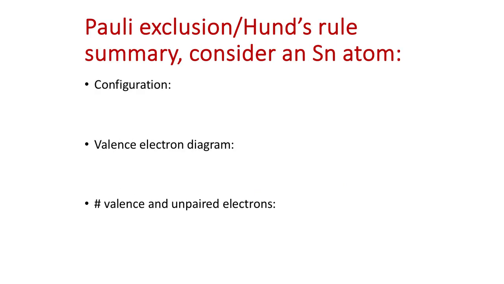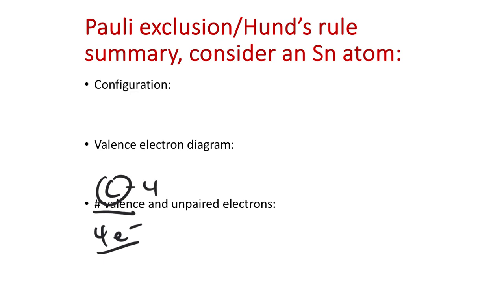What about tin? So we mentioned tin. Let's actually answer one of these questions right off the bat. Tin is in carbon's group, so it should have 4 valence electrons, just like carbon does. So this is as simple as saying it's in carbon's group. Carbon has 4 valence electrons, so too does tin.